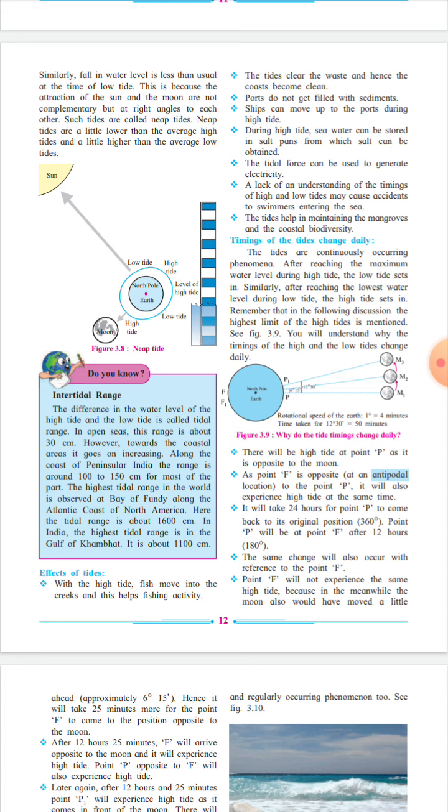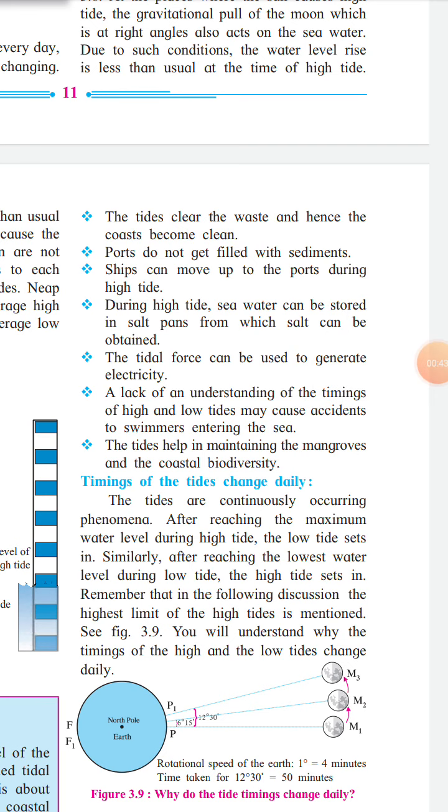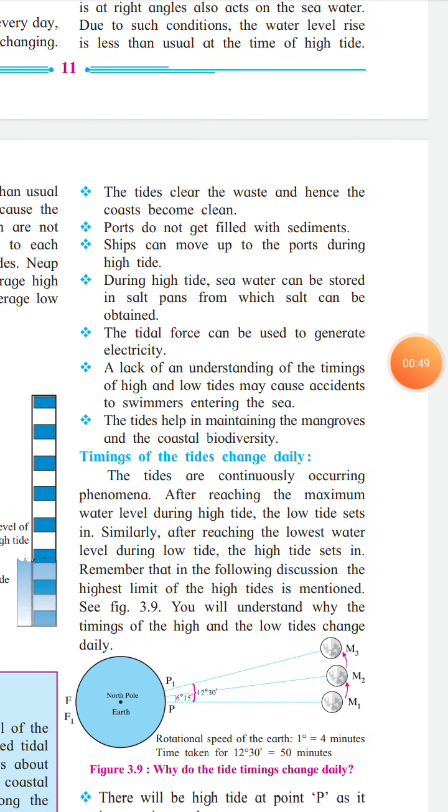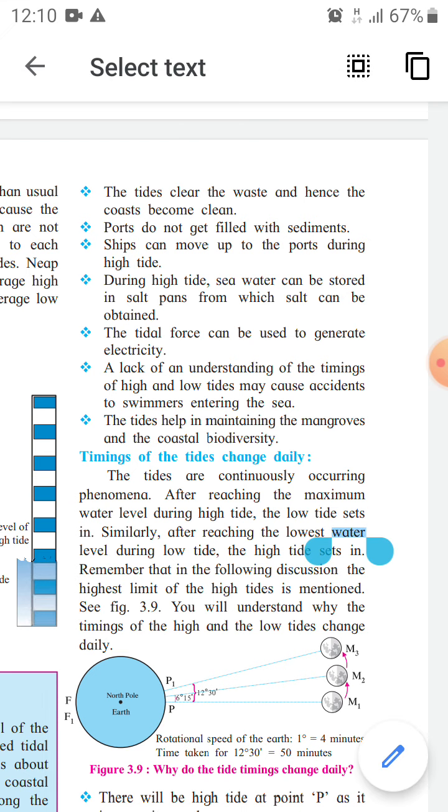With the high tide, fish move into the creeks and this helps fishing activity. Then the second effect is, the tides clear the waste and hence the coasts become clean. Then the third effect is ports do not get filled with sediments. Then fourth, ships can move up to the ports during high tide.